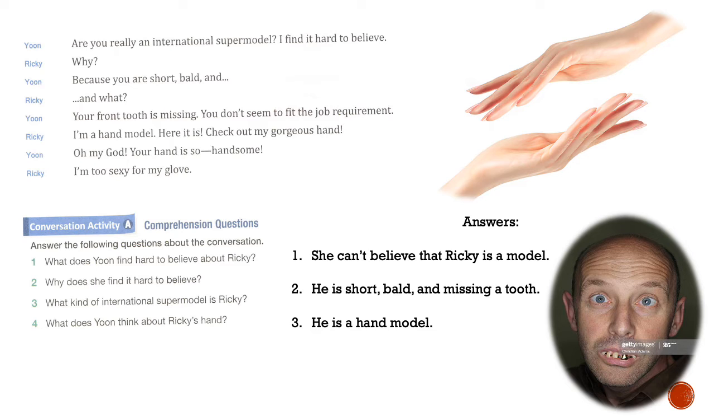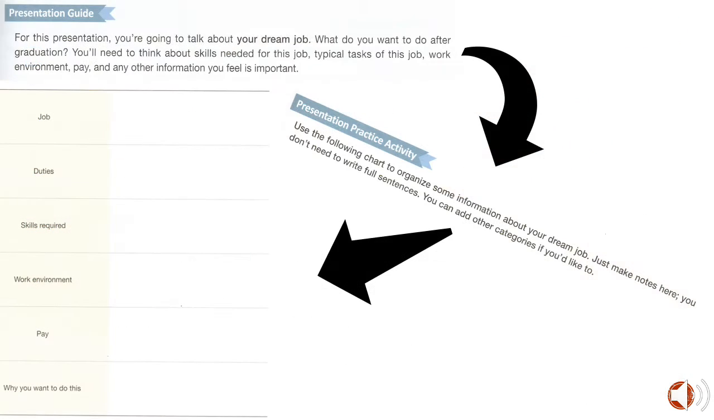And last, what does Yoon think about Ricky's hand? Well, she says, oh, it's so handsome. So she thinks it looks nice. She's very impressed by his hand.